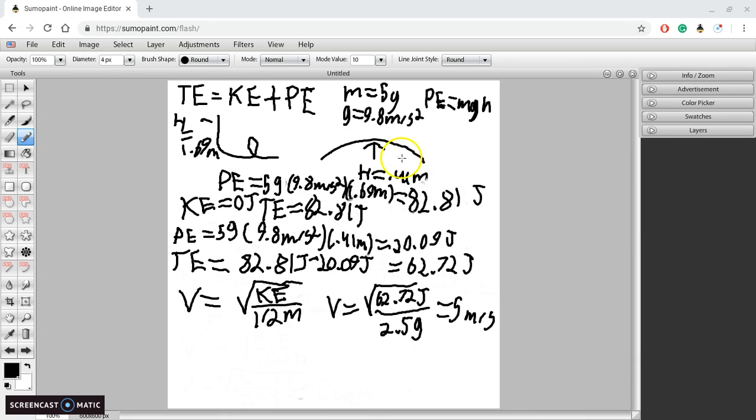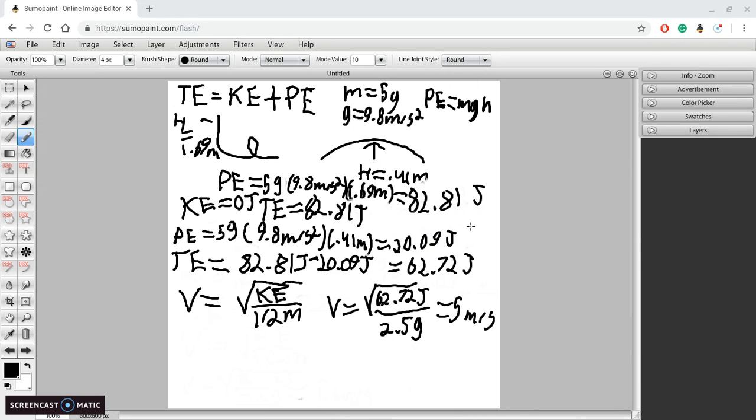To find the velocity here, we then find the potential energy at this point, which is 5 grams, the mass again, 9.8 meters per second squared, the acceleration due to gravity, and 0.41 meters, the height at the top of the hill, which is equal to 20.09 joules.